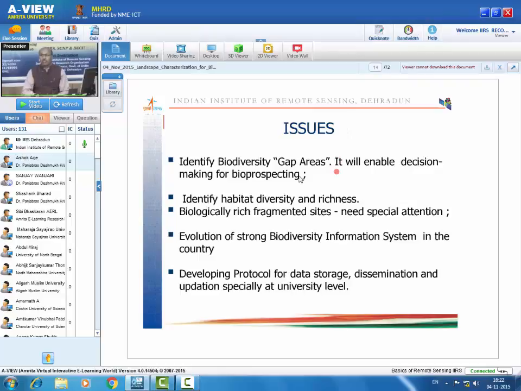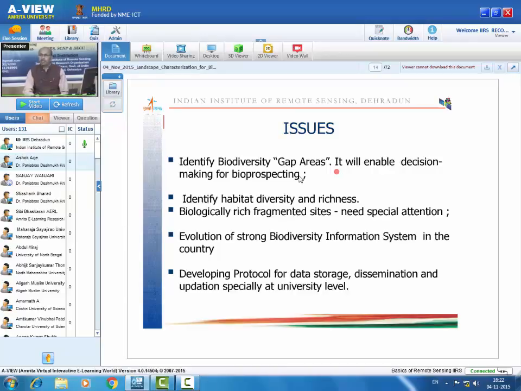So what are the issues in our country? First is the biodiversity which is being conserved. Let us say we have around 100 plus national parks and around 500 plus wildlife sanctuaries at present in our country. But still there are a lot of areas where you will find some representative ecosystems have not been conserved. I can give you a very simple example.